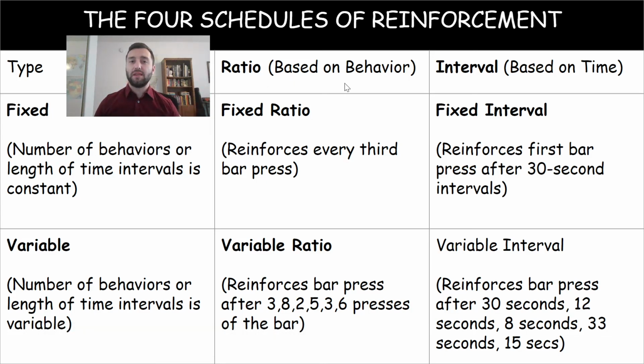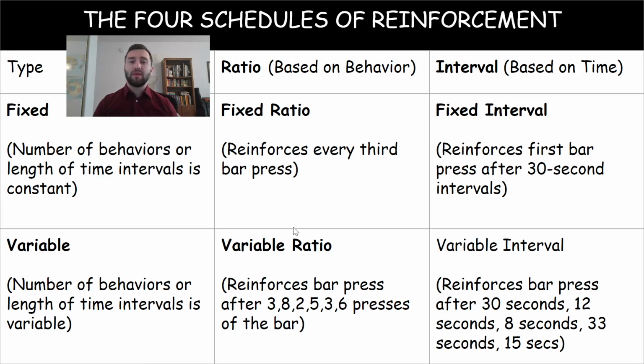Ratio means it's based on the behavior. So how many times does the behavior happen? Interval is based on time. So a fixed ratio is a constant number of the behavior. So every time you do a behavior a certain amount of times, you get a reward. Fixed interval is every time period. So every however much time it is, you're going to get a reward. It's going to be constant again.